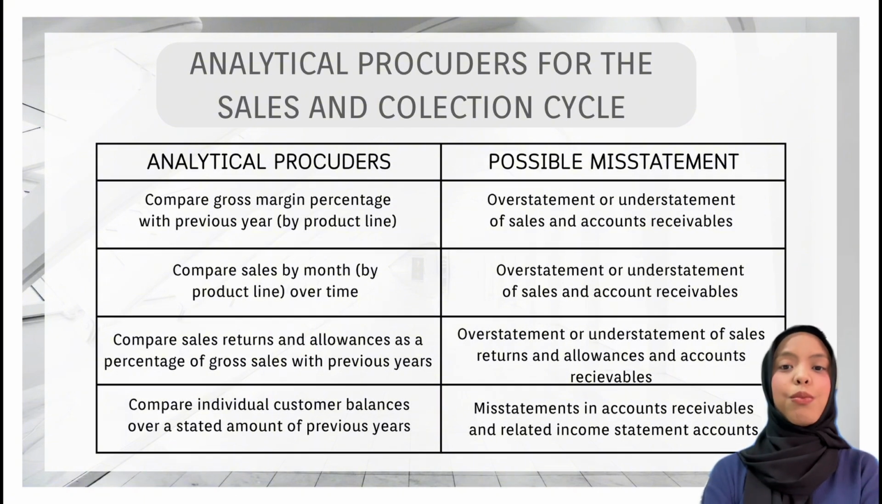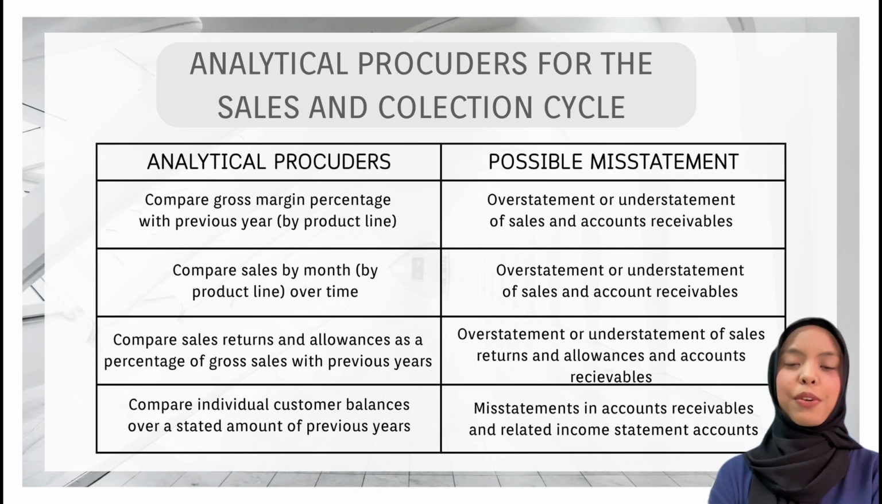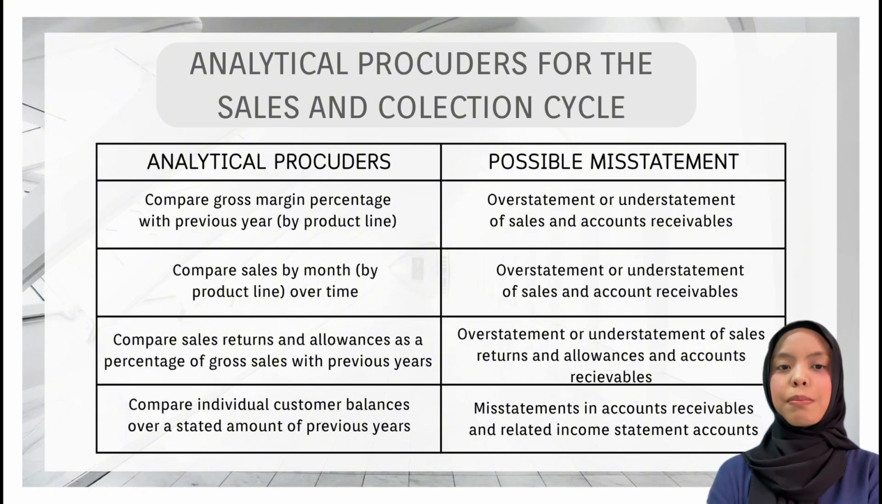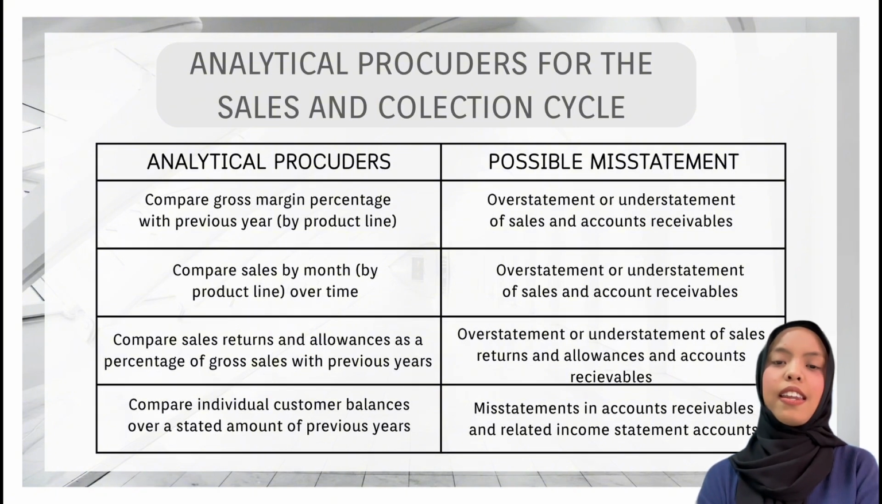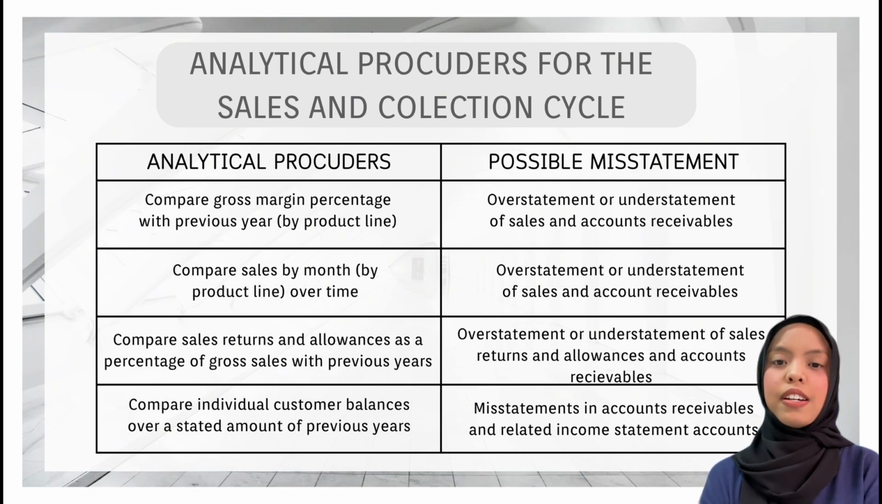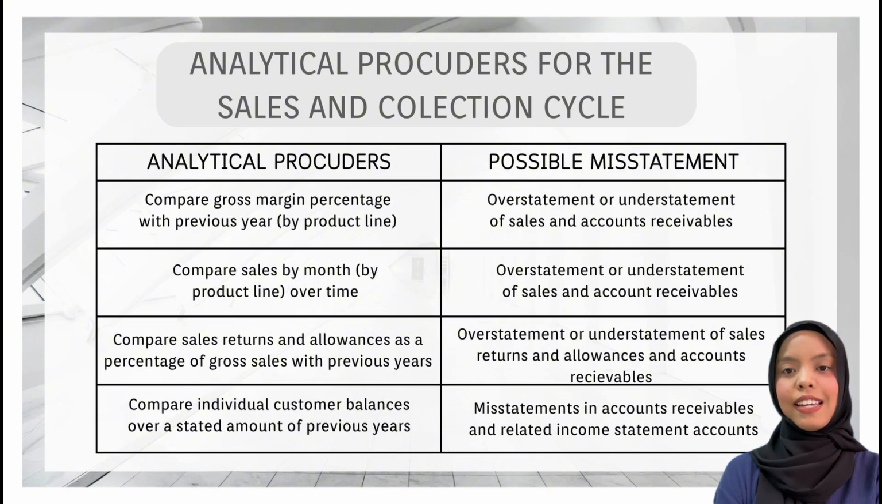The first one is comparing the gross margin percentage with the previous year by product line. This procedure helps us identify any significant deviation in gross margin, which could indicate an overstatement or understatement of sales and accounts receivable. By examining this percentage, auditors can pinpoint areas that require further investigation.